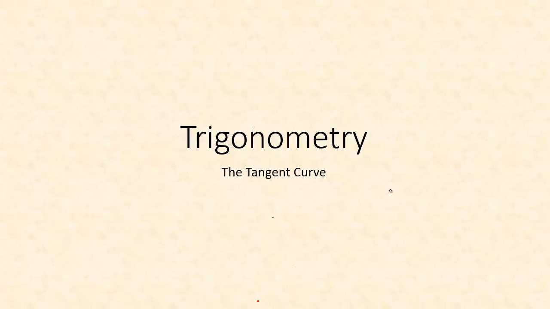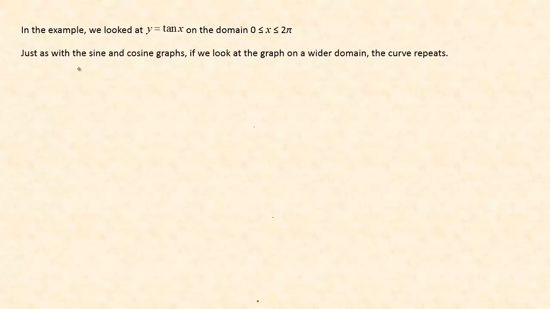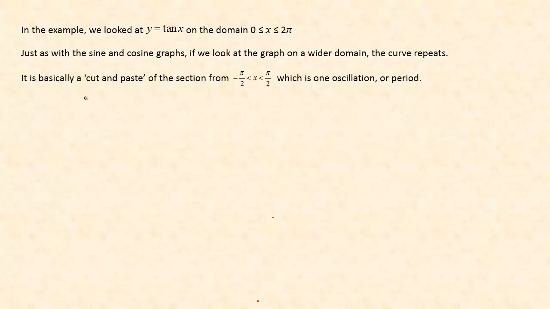The tangent curve. In the example we looked at y equals tan x on the domain 0 to 2 pi. Just as with the sine and cosine graphs, if we look at the graph on a wider domain, the curve repeats. It's basically a cut and paste of the section from negative pi by 2 to pi by 2. Now, I know we plotted from 0 to 2 pi, so we haven't looked at this, but when we see the graph below, we'll see why it's easier to think of this.